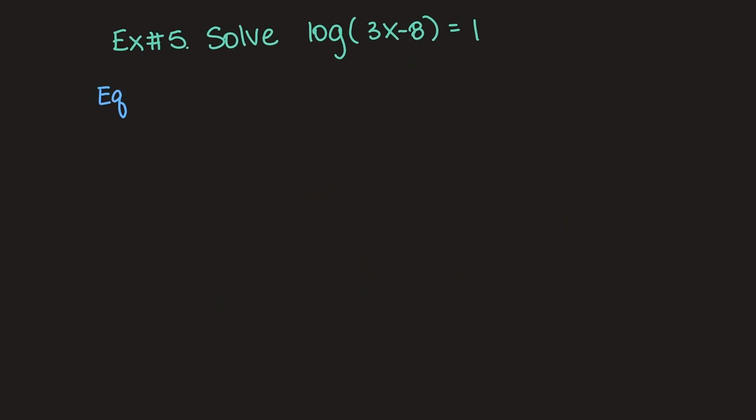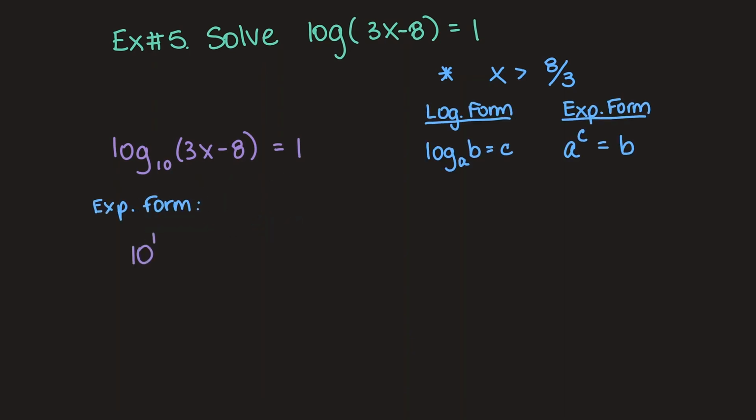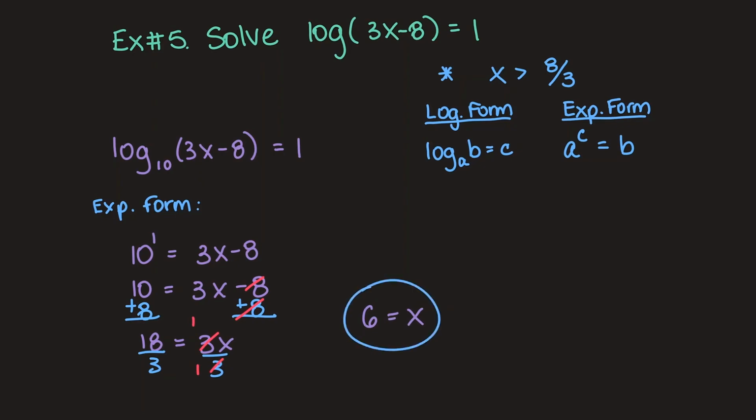So this logarithm is equivalent to log base 10 of 3x minus 8 equal to 1. We check to see that the base is greater than 0, and that the input of the log must be greater than 0, which means x has to be greater than 8 over 3. Now to solve this, we need to rewrite in exponential form. So we have 10 to the first power equals 3x minus 8. And then we solve for x. This will give us x equals 6, and since this value is greater than 8 over 3, this will be our solution.